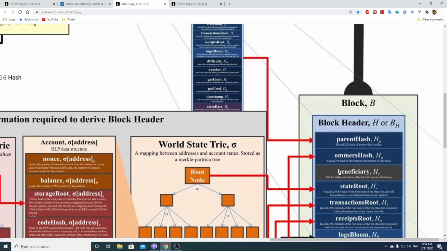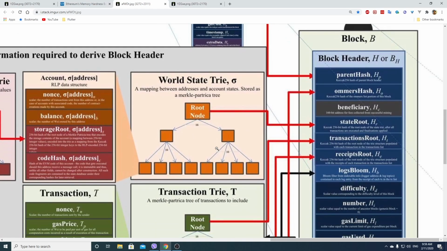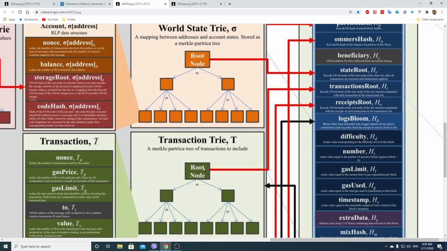Then beneficiary is usually the address of the miner, because he's the guy who's going to receive the reward. The state root is this big thing here, so we'll take a look at that. Transaction root is also the root of the tree that contains the transactions. So this is all about Merkle Patricia trees that we just saw, right?